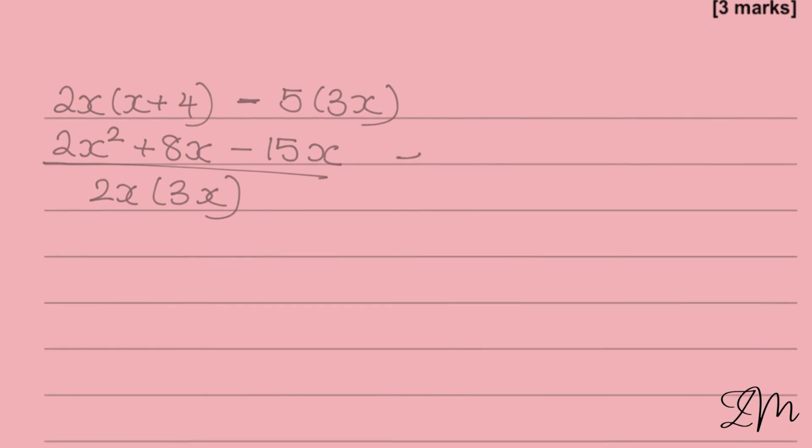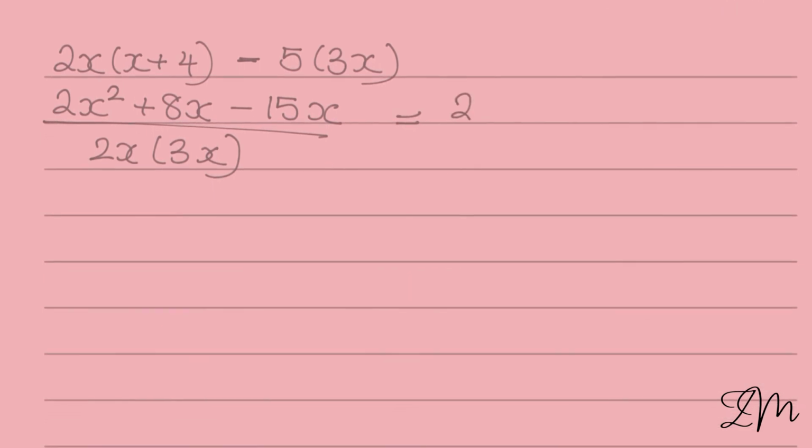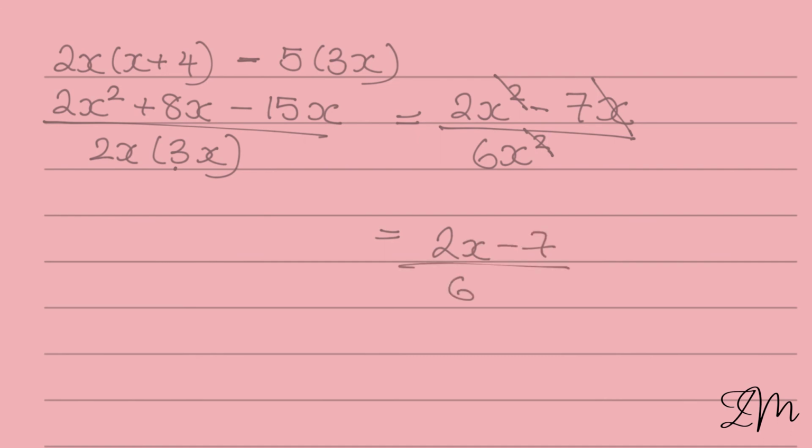So if we clean that out, we've got 2x squared, and then we've got 8 minus 15, which gives you minus 7x. And on the bottom, we're going to have 2 times 3 to give you 6x squared. There's x's in everything, so they can cancel out. So we get 2x minus 7 over 6x.